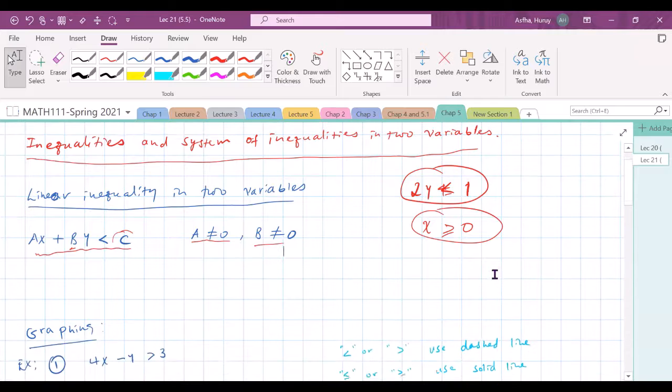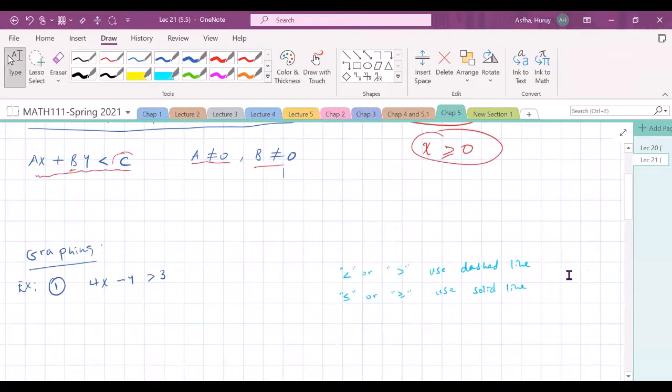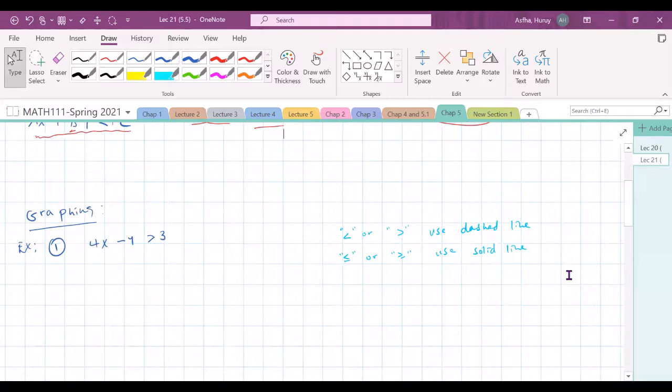Now, if we have a linear inequality in two variables, how can we graph the inequality? For example, let's consider this example. We have 4x minus y greater than 3. So we want to graph this inequality.